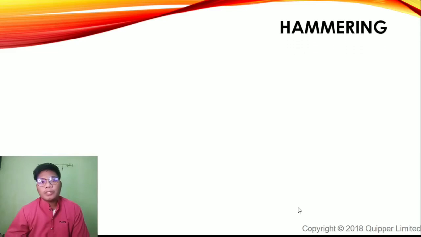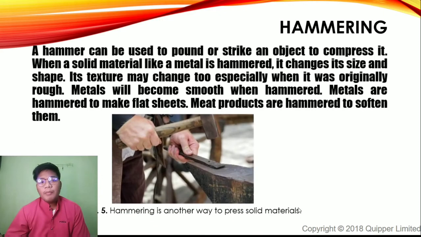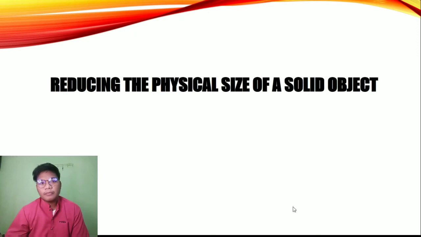Another way to press a solid material is through hammering. A hammer can be used to pound or strike an object to compress it. When a solid material like a metal is hammered, it changes its size and shape. Its texture may change too, especially when it was originally rough. Metals will become smooth when hammered. Metals are hammered to make flat sheets. Meat products are hammered to soften them.